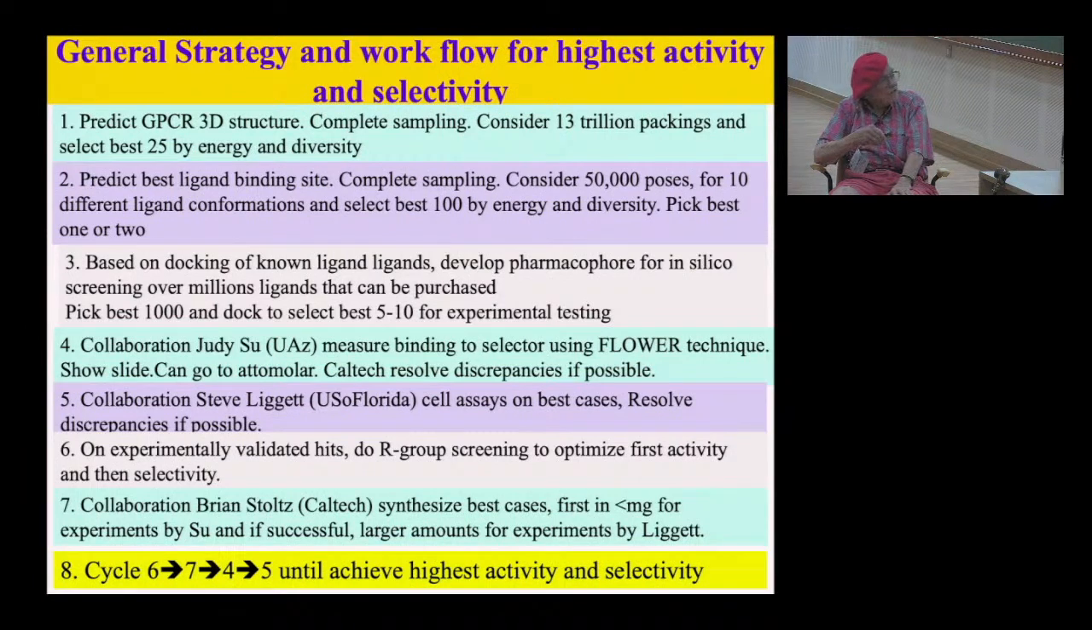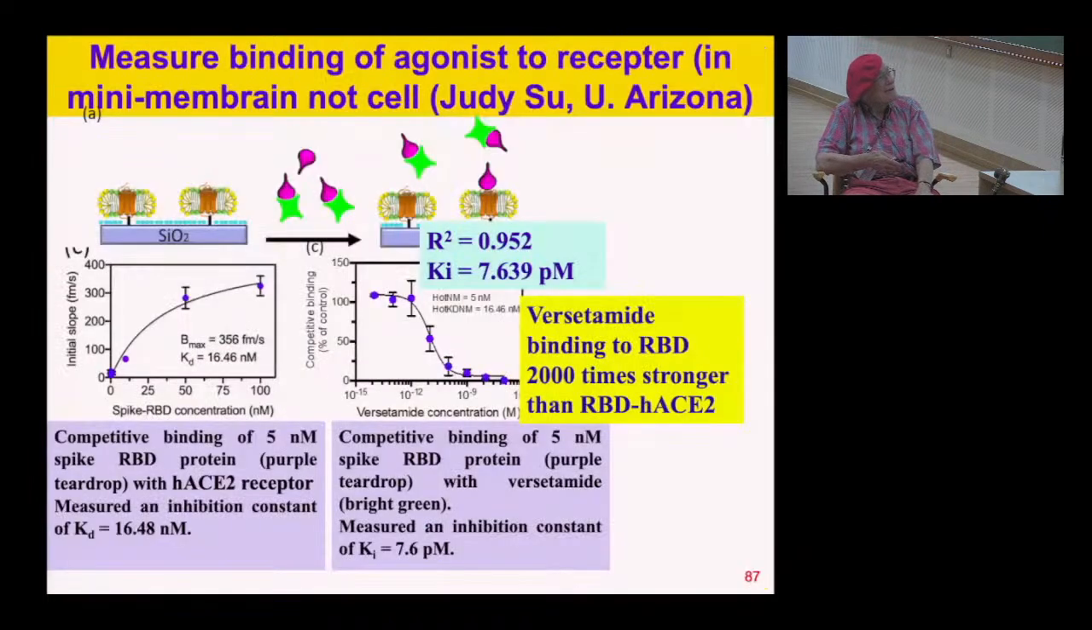He makes enough for Judy Sue to do her experiments, passes her experiment, goes to Steve Liggett to do his experiments, passes his experiments, comes back to us, and if it's not good enough, we want maybe 1 nanomolar, we go through another cycle of doing R group screening, et cetera. And so that's the plan. We had a proposal at NIH, didn't get funded, so we'll try again next year. We're doing it anyway without funding.